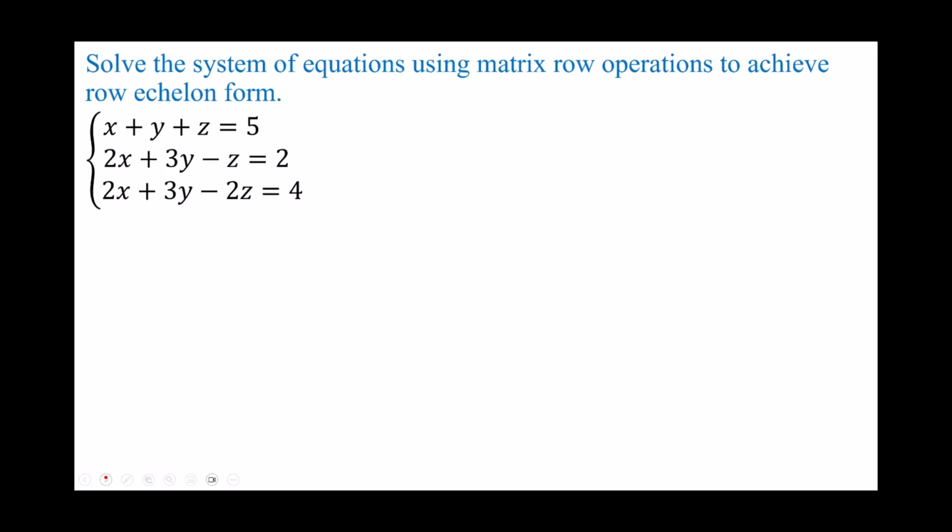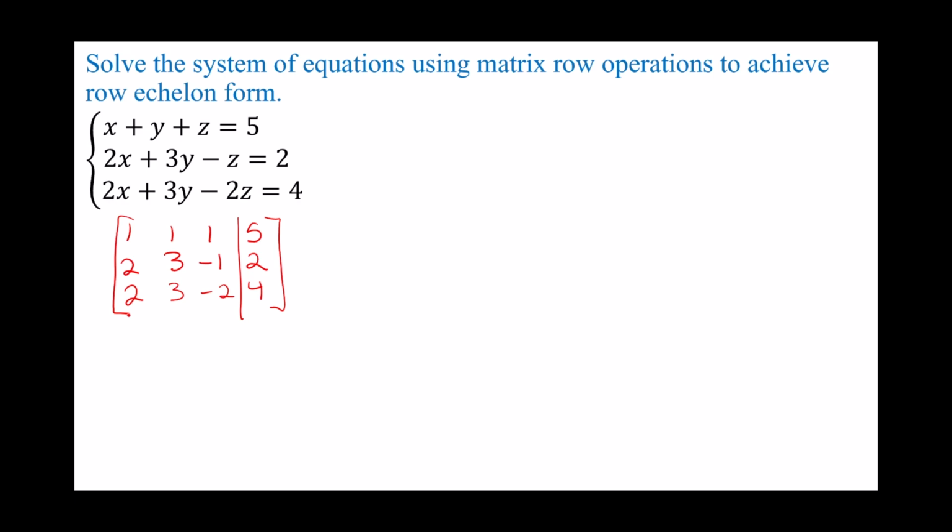Here we have 3 variables and 3 unknowns. So my first step will be to write this as a matrix. So my first row, 1, 1, 1, 5. Second row, 2, 3, negative 1, 2. And third row, 2, 3, negative 2, 4.